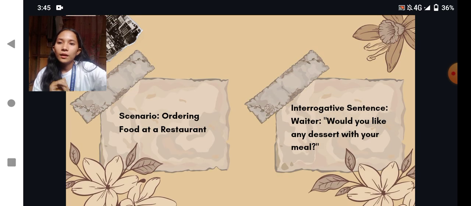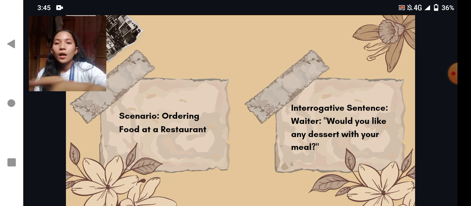So scenario, would you like any dessert with your meal? It is an interrogative sentence because the waiter is asking a question to the customer seeking information or clarification about their preferences for dessert. This is an example of an interrogative sentence as it is posing a question to gather information.